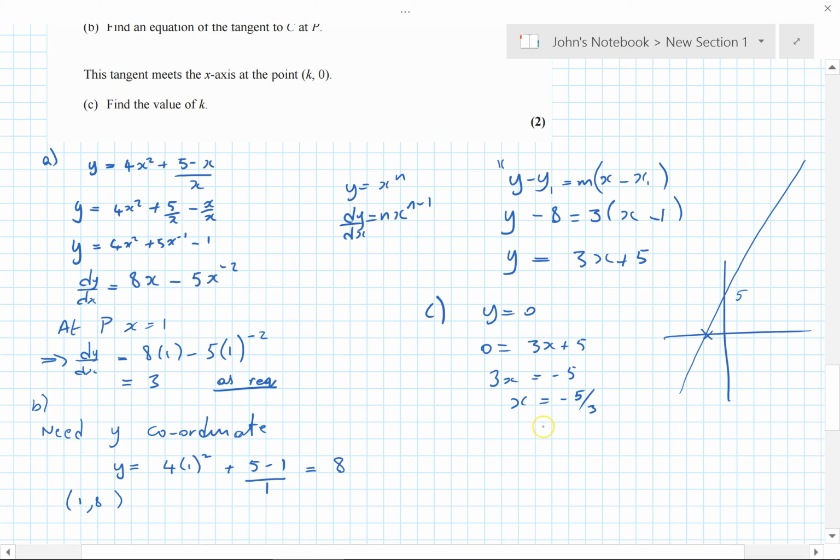So we've got k equals minus 5 over 3, because they've just called it k. They've called this point here k, 0, the particular value of x when y equals 0. Okay, so thinking about it, it's not wrong, but let's just put k here to be consistent. So I don't need to write it twice. There we go, it's done.